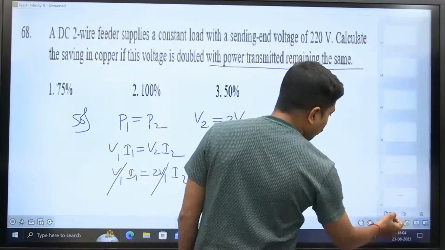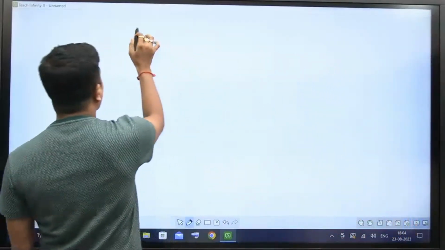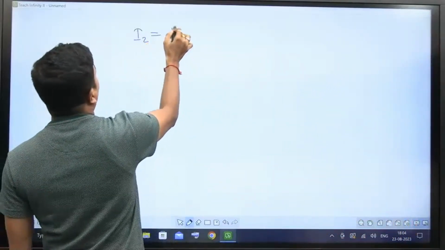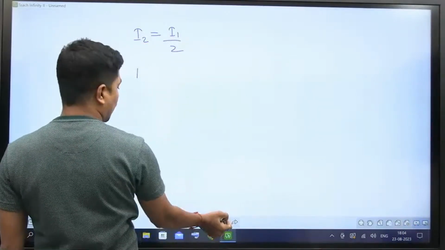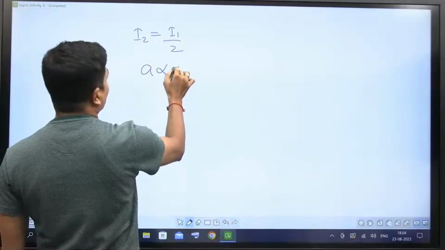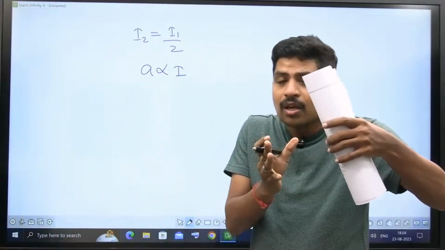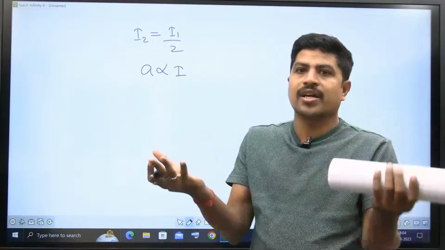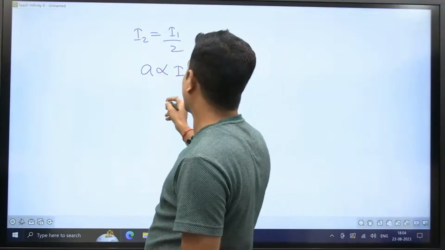Now let me take a new page and solve. Observe here. Now I2 is equal to I1 by 2. You know, the cross-section area of a conductor is directly proportional to the amount of current. If we want to send more current, we take a conductor with more cross-section area. If we want to send less current, we take less cross-section area. Therefore, area and current are directly proportional.